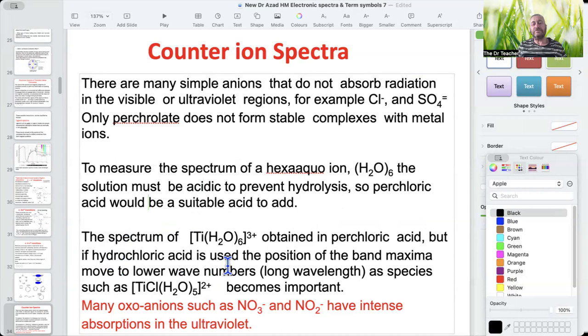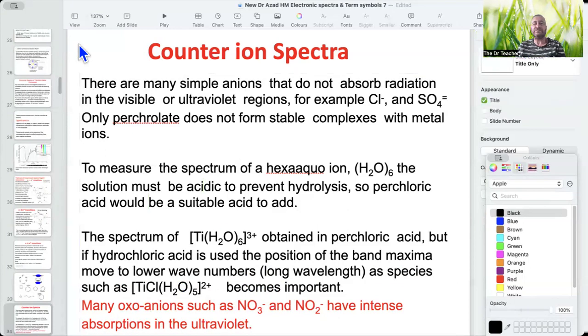The spectrum of titanium(III) hexaqua is obtained in perchloric acid, but if hydrochloric acid is used, the position of the band maximum moves to lower wave number, as species such as pentaaquachlorotitanium(III) become important. Many oxo anions such as NO3- and NO2- have intense absorption in the ultraviolet.